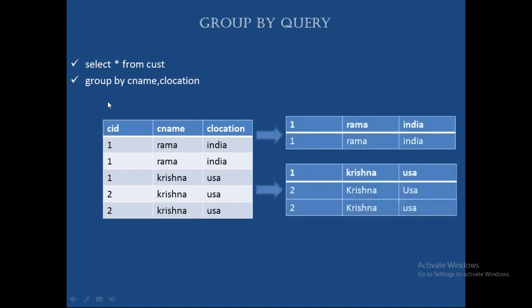Because you are not considering ID here, you are not saying group by ID. Previously we used group by ID, that's why this record was also separated, but now you are ignoring this particular CID. You are just grouping records based on customer name and customer location. Customer name and customer location is matching for these three records, so these three will come under one group. Customer name and customer location is matching for these two records, so these two records will come under one group.